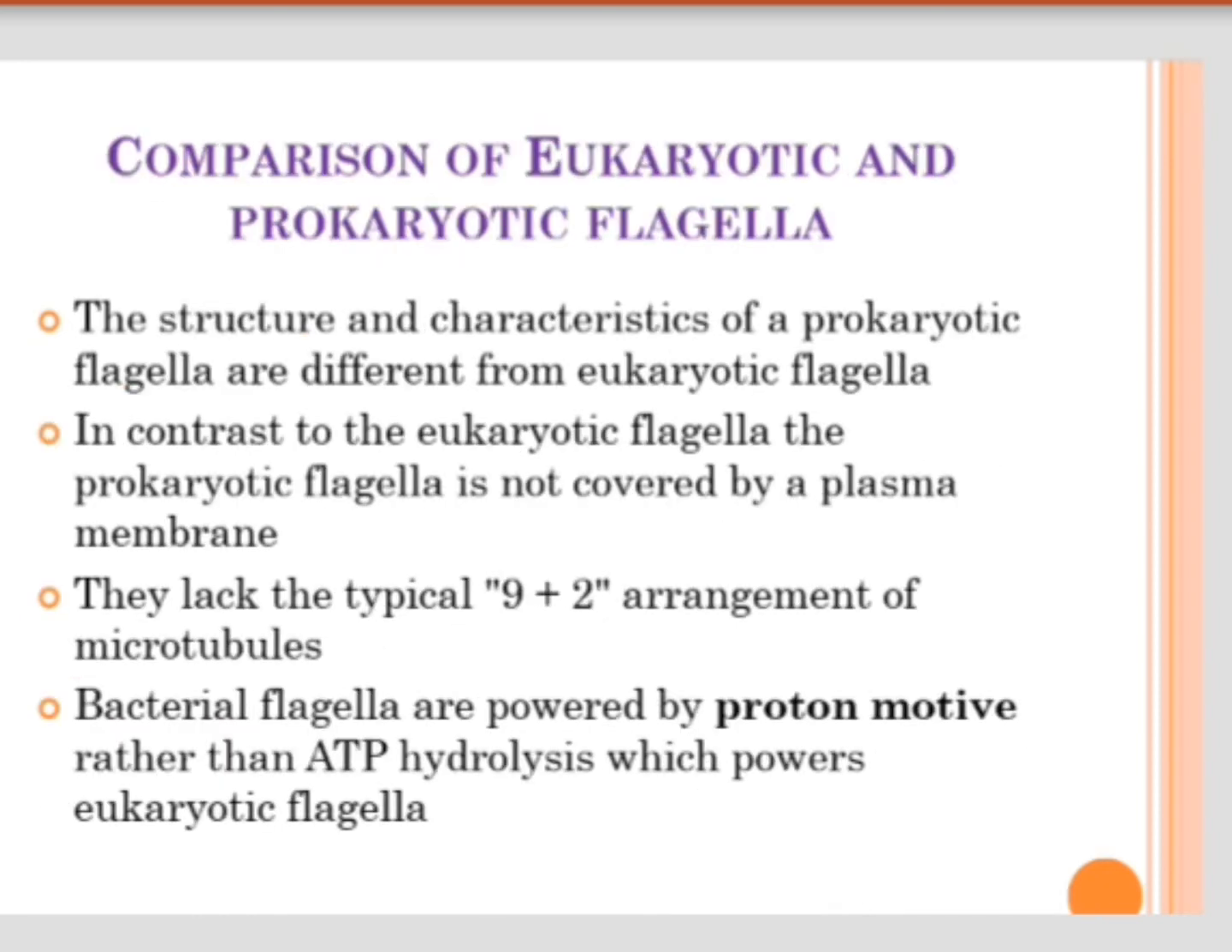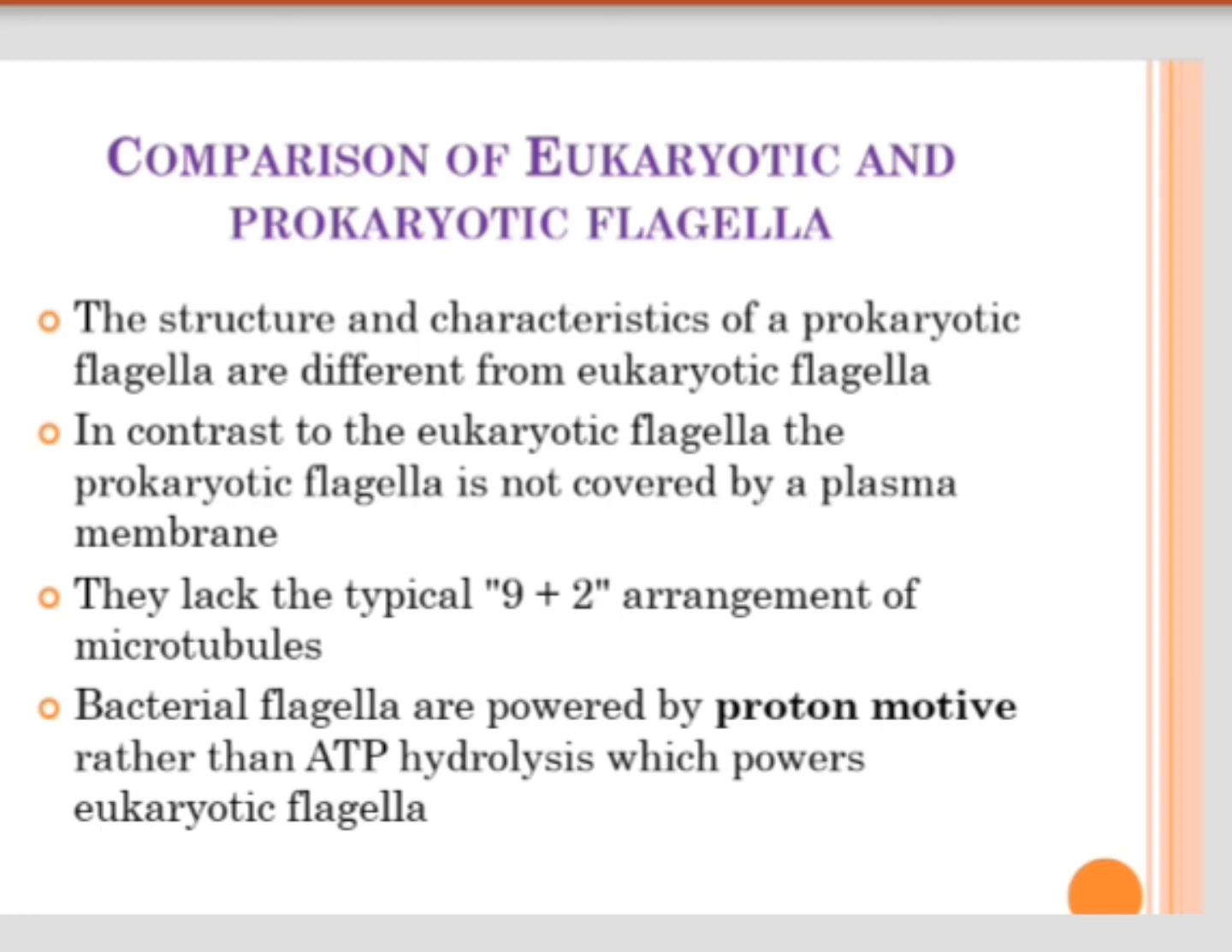Next is the comparison of eukaryotic and prokaryotic flagella. There is a lot of difference between eukaryotic and prokaryotic flagella. I am mentioning a few. The structure and characteristics of prokaryotic flagella are different from eukaryotic flagella. Eukaryotic flagella are covered by plasma membrane, whereas prokaryotic flagella are not. In gram-negative bacteria, a sheath generated from the outer membrane covers the flagella, but it is not an extension of the plasma membrane. So the first difference is that in eukaryotes the flagella is covered by the plasma membrane, but in prokaryotes it is not.